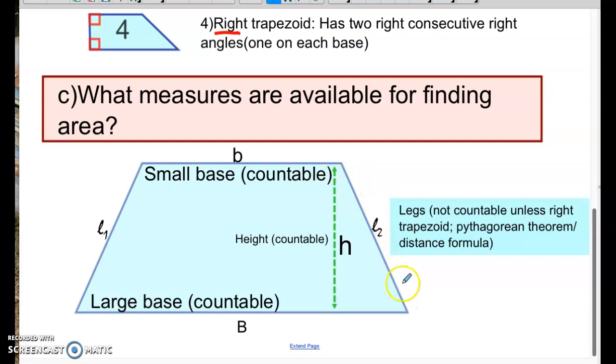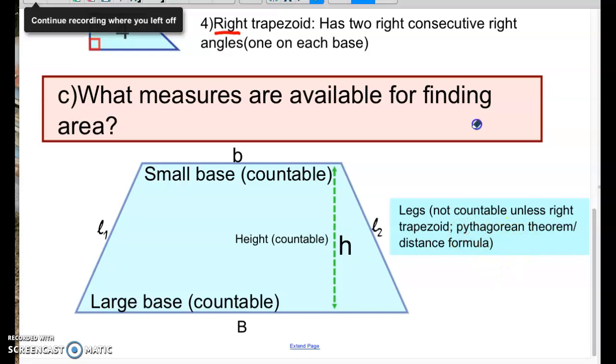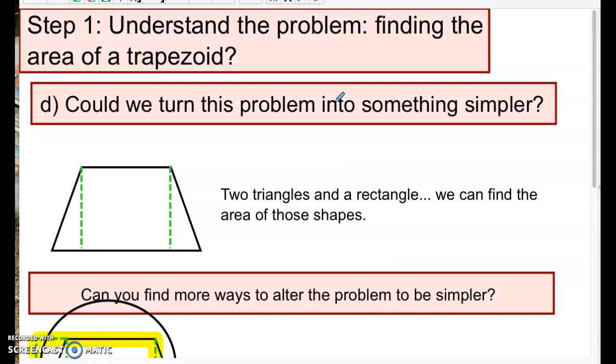And the legs here, those are not countable. Most of the time they're not countable unless they're vertical. But we could use our Pythagorean theorem, and you have seen that before. So that might be another tool in our toolbox, along with our distance formula, which you have also used prior. Now we're going to continue trying to understand the problem that we have at hand, and we are going to attempt to actually find the area of a trapezoid.